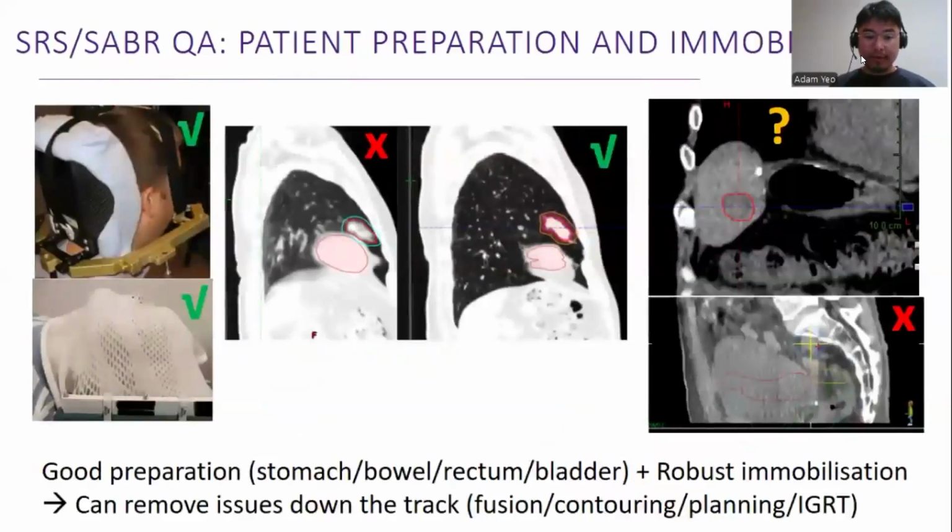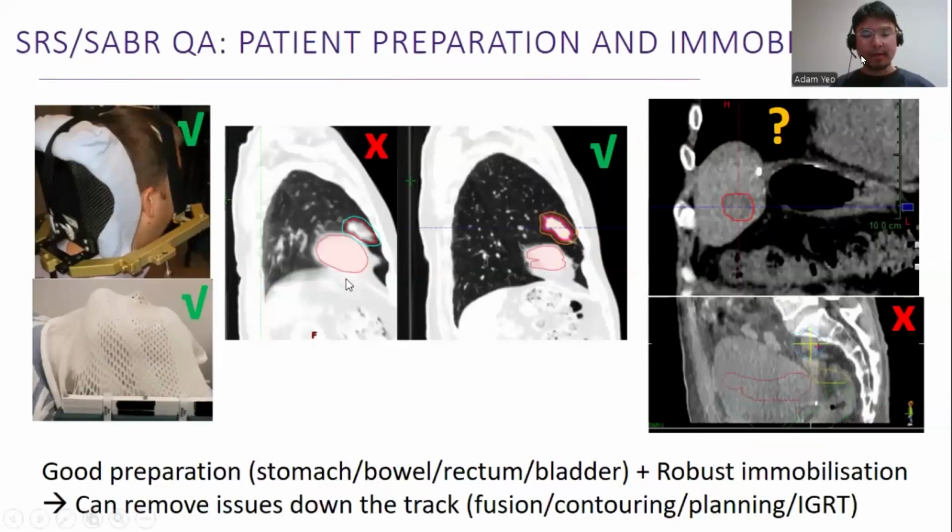And in that context, the patient preparation is crucial as an upstream issue, coupled with immobilization. This is a really good example, with a firmly fixed, nicely shaped back of the head, as well as the thermoplastic mask on the anterior face, which is firmly fixed, minimizing the internal motion.